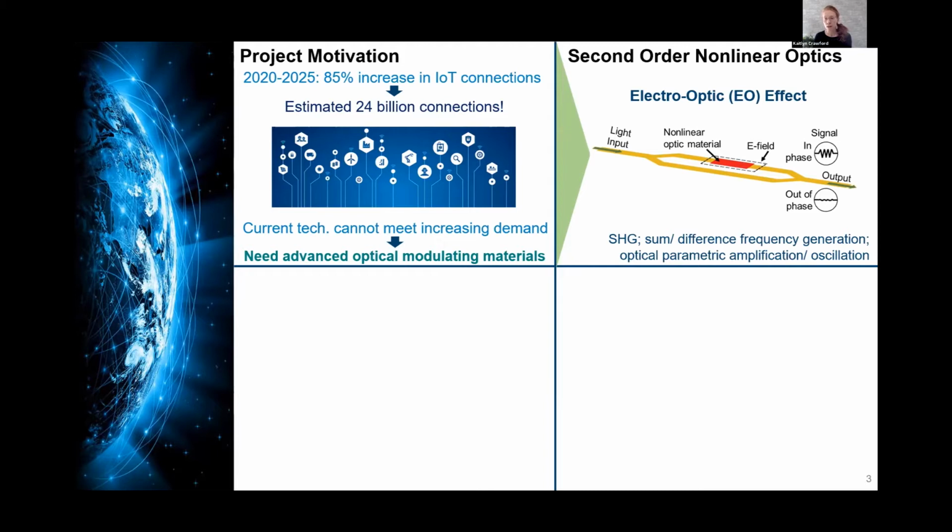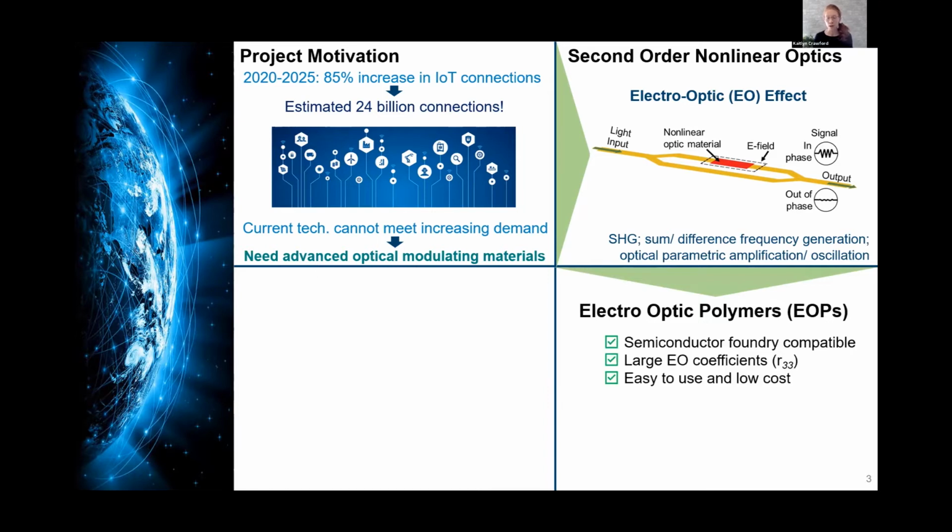And there are different types of nonlinear optic materials, as Hassan will talk about some inorganic ones likely in his talk next. But for me, I'm focused on the nonlinear optic material of electro-optic polymers, or EOPs. EOPs are a great type of material to be using for nonlinear optic applications because they are already compatible with foundries for semiconductor processing. They can exhibit very large electro-optic coefficients. They are easy to use, low cost, and they also have low power consumption.